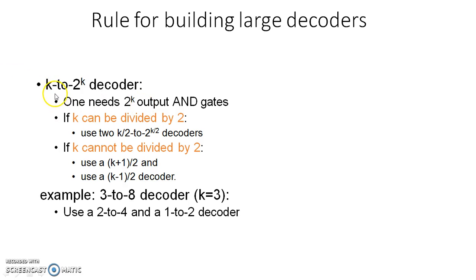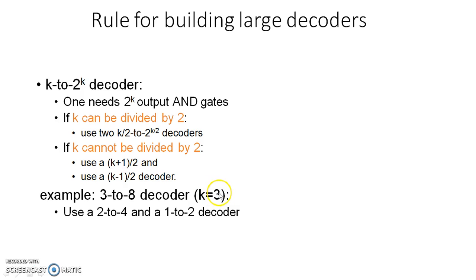We have some rules for this. If I have to construct a k to 2 power k decoder, I require 2 power k AND gates, as I discussed earlier. Now what are the rules? If k can be divided by 2, then we use 2 decoders of size k by 2 to 2 power k by 2. If k cannot be divided by 2, in that case we have to use 2 decoders, that is one of (k plus 1) by 2 and one of (k minus 1) by 2.